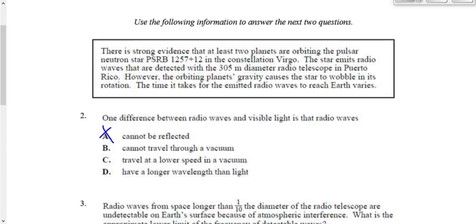Can radio waves travel through a vacuum? Yes. Do radio waves travel at a lower speed? No, radio waves and gamma rays and visible light and whatever all travel at the same speed, 3 times 10 to the 8 meters per second. What about this one? They have a longer wavelength than visible light? Yeah, they do. It's smaller frequency. Okay, radio waves have the smallest frequency, therefore the longest wavelength.